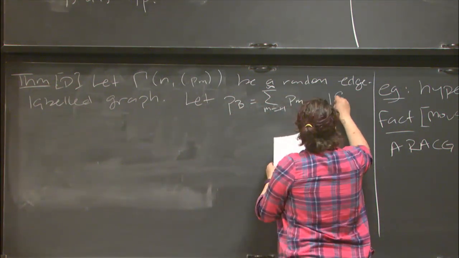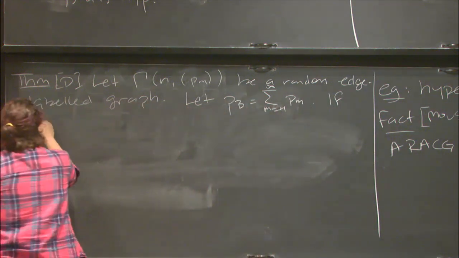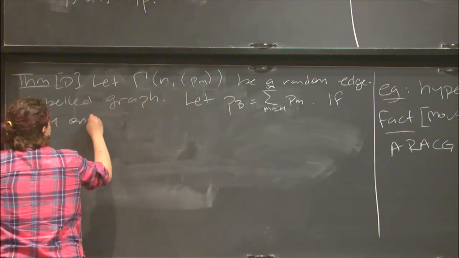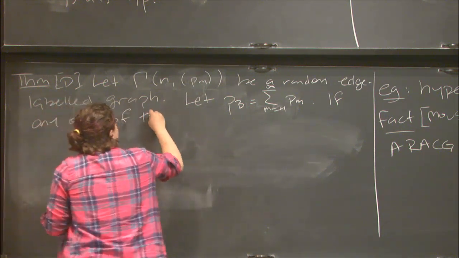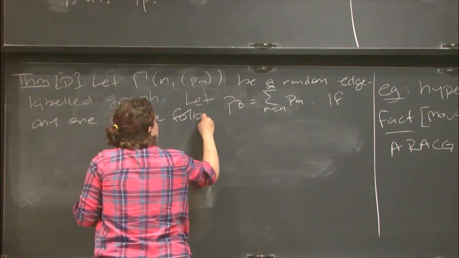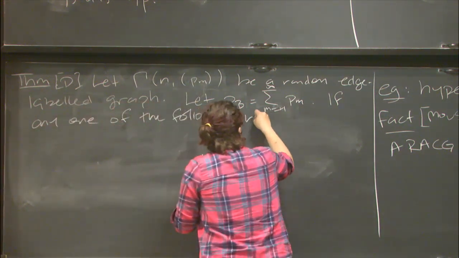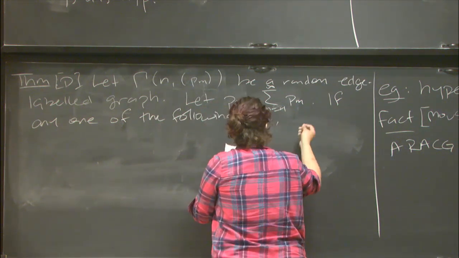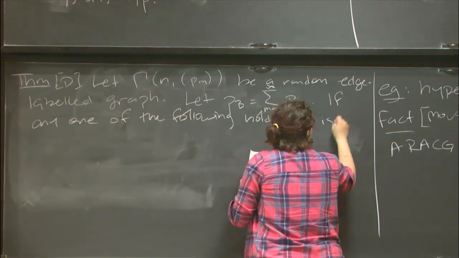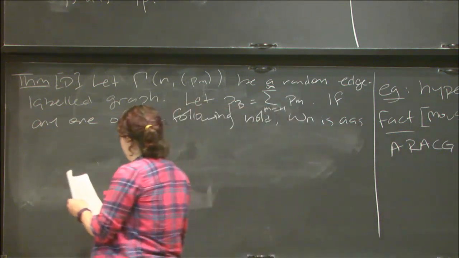So if any one of the following hold, W gamma is asymptotically almost surely of FC type.